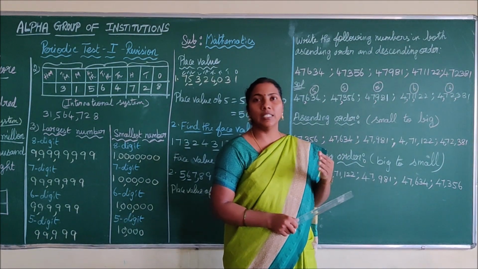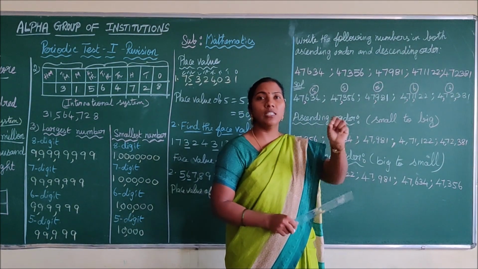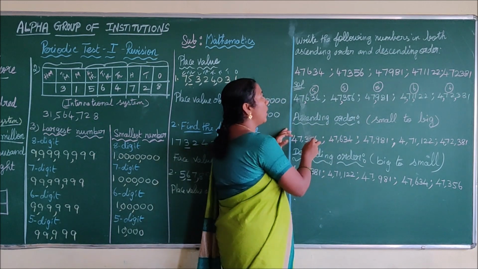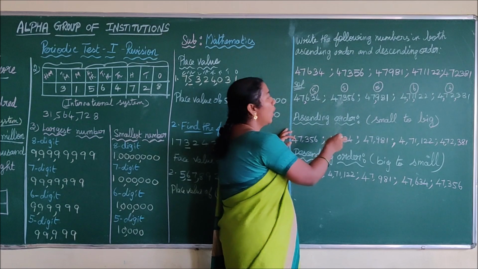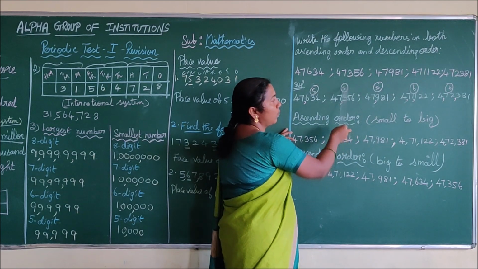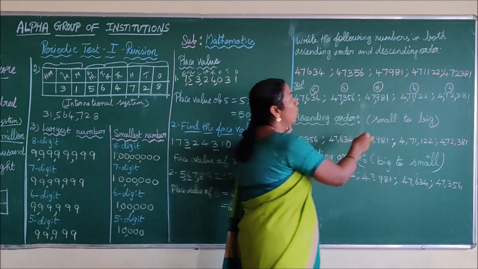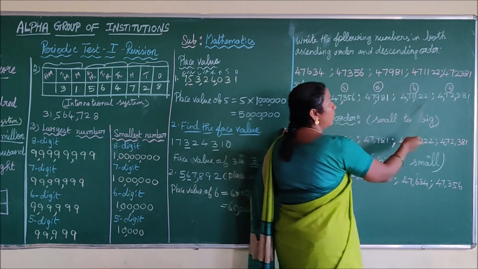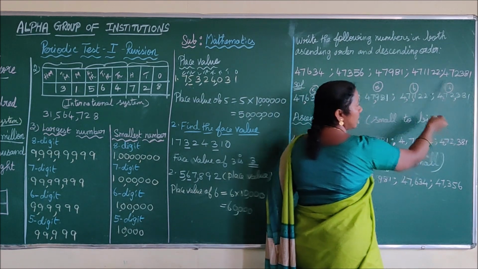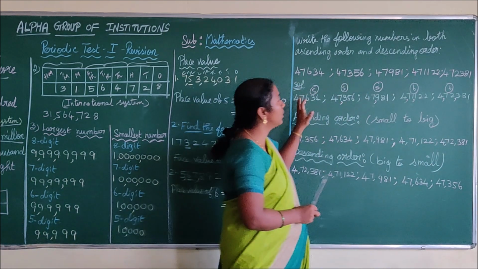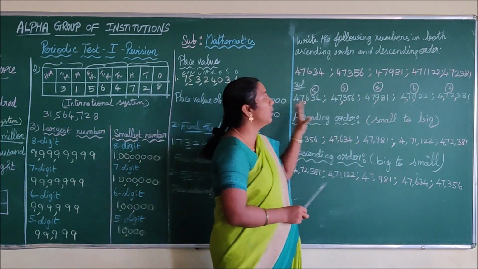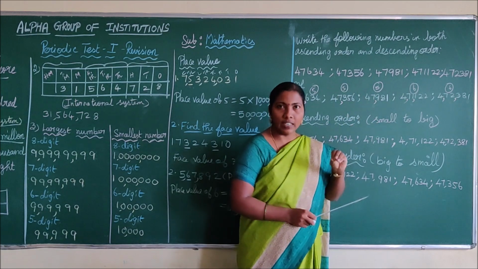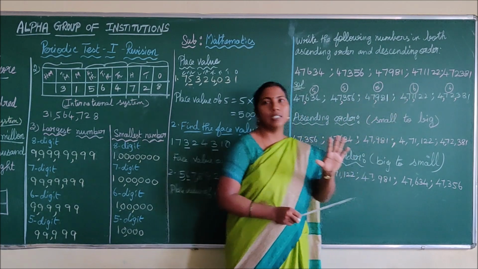The next step is to count the digits. See here, count the digits: 1, 2, 3, 4, 5 digits. So write it as 5. And here 1, 2, 3, 4, 5, 6, so write 6. Thus we have a set of 5 numbers in the question. Among the 5 numbers, 3 numbers are 5-digit numbers and 2 numbers are 6-digit numbers.